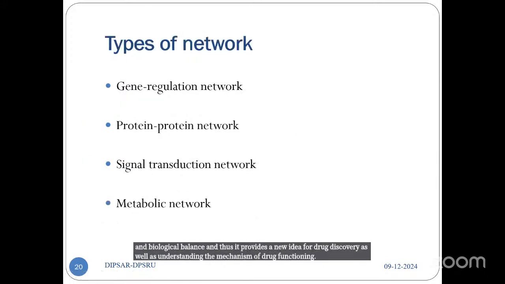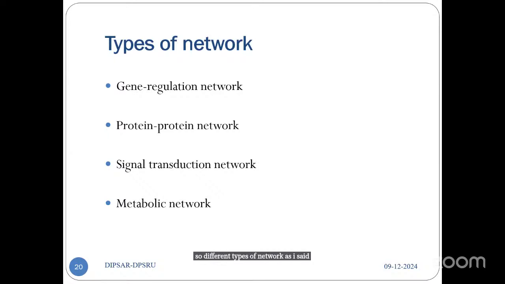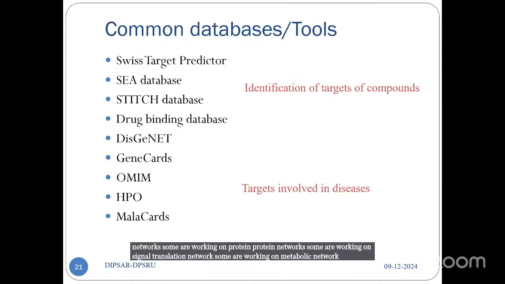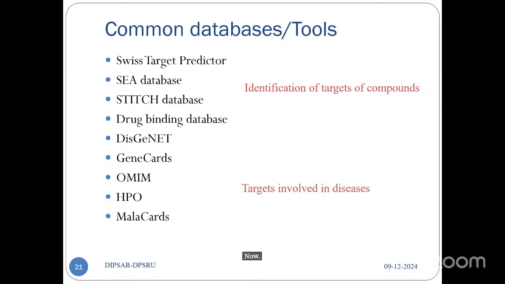So different types of network, as I said, someone is working on gene regulation network, some are working on protein-protein network, some are working on signal transduction network, some are working on metabolic network. So it depends. Now, very important slide. What are the different common databases and tools which we are using in network pharmacology?